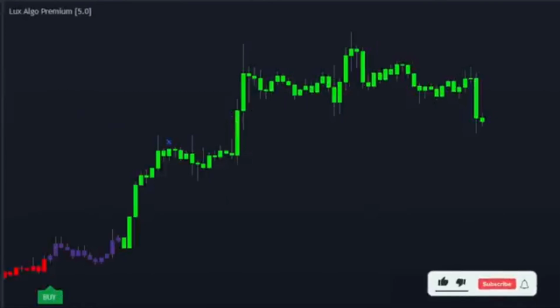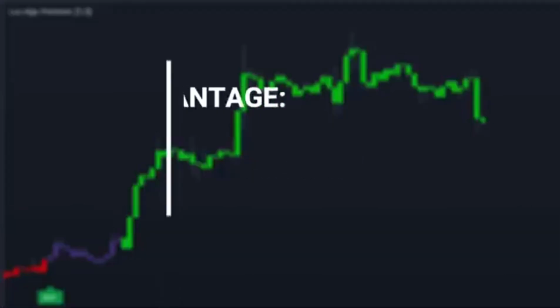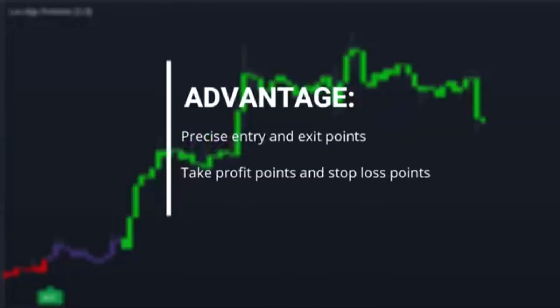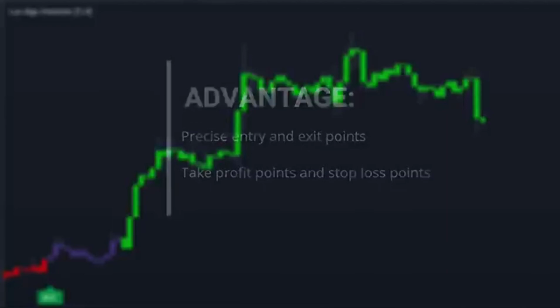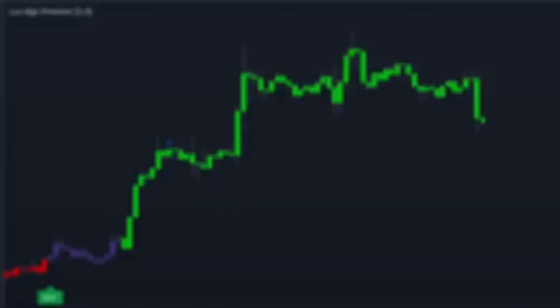So, in this video, we have looked at the features of the Lux algo signals and indicators. But what's the benefit to you in using the complete set of trading tools? Well, the advantages of using all the tools available to you in the Lux algo package is that it gives you precise entry and exit points, take profit points, and stop loss points, ultimately giving you the edge, so you're able to make decisions with confidence that your analysis is more likely to go the way you want it to.